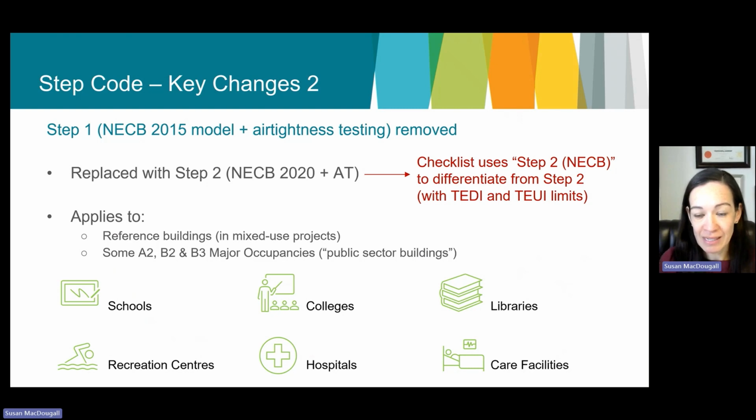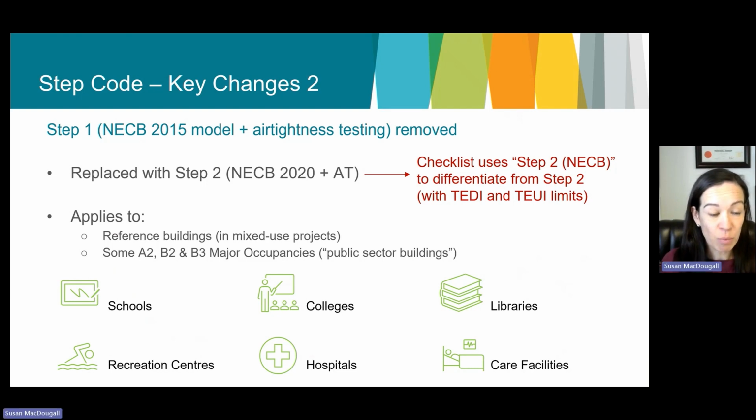Now, one thing you'll notice is that in the checklist itself, we use Step 2 with NECB in brackets to refer to this requirement. And the distinction there is that we want to differentiate from Step 2 requirements that have TEDI and TUI limits.